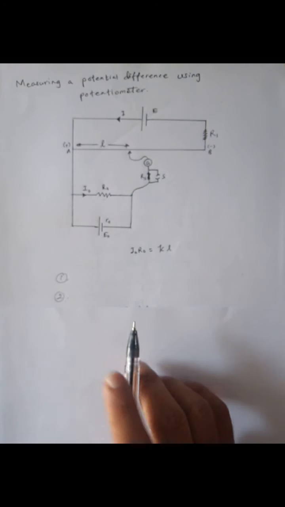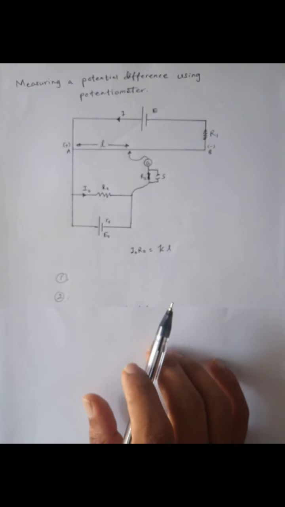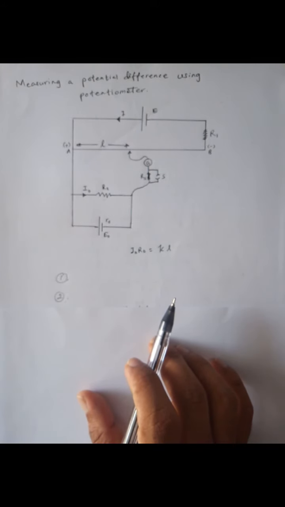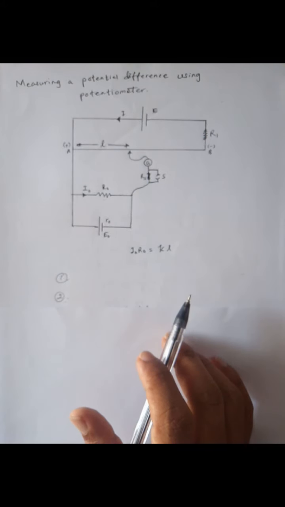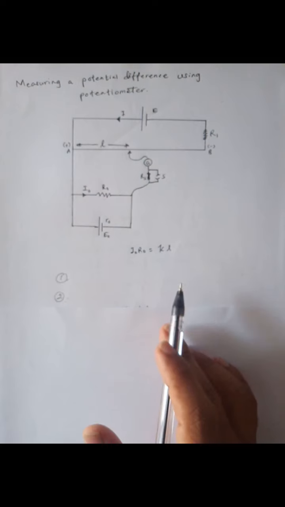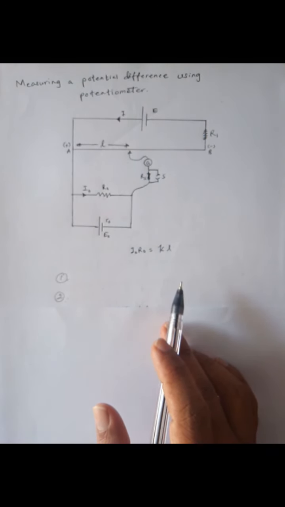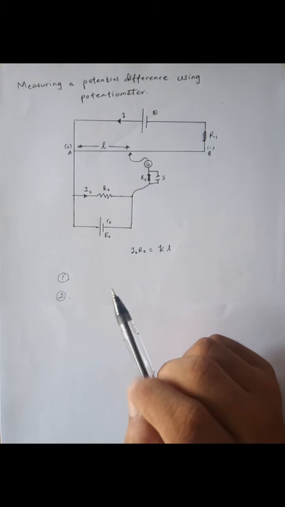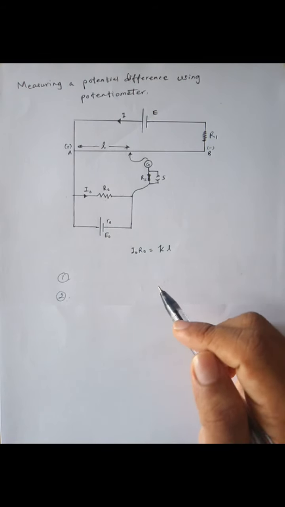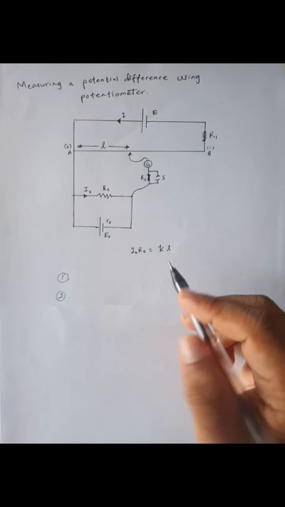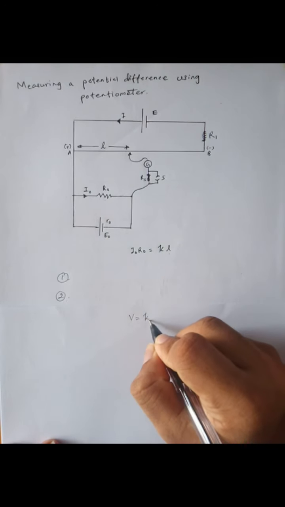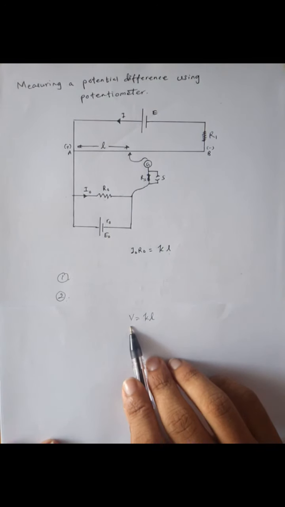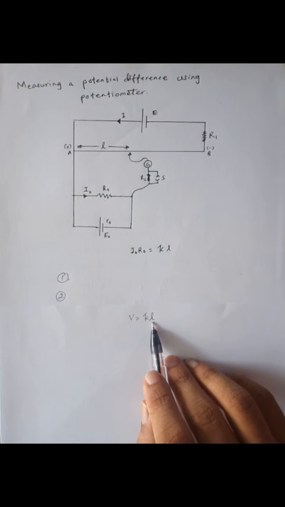Okay, and now let's discuss how we can increase the sensitivity of a potentiometer. Increasing the sensitivity of a potentiometer means decreasing the potential gradient, that means the potential drop per unit length. Also, I can say that increasing the sensitivity of a potentiometer means increasing the balance length for a given potential value. So if I write V equals KL, for a given potential value, we have a corresponding balance length.